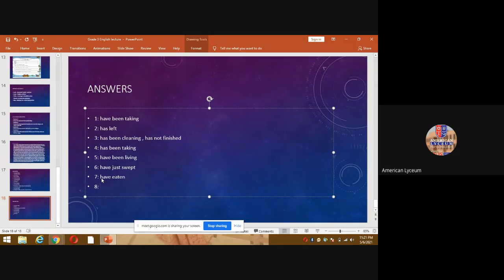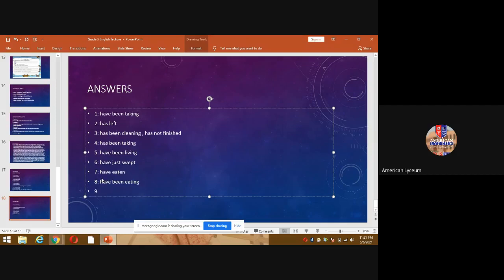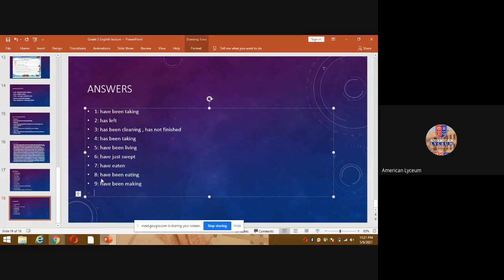Number eight. Are you hungry? No, I'm not. I have been eating chocolates all day. Okay, number nine now. The young children have made a snowman all morning. Have been making the snowman all the morning.